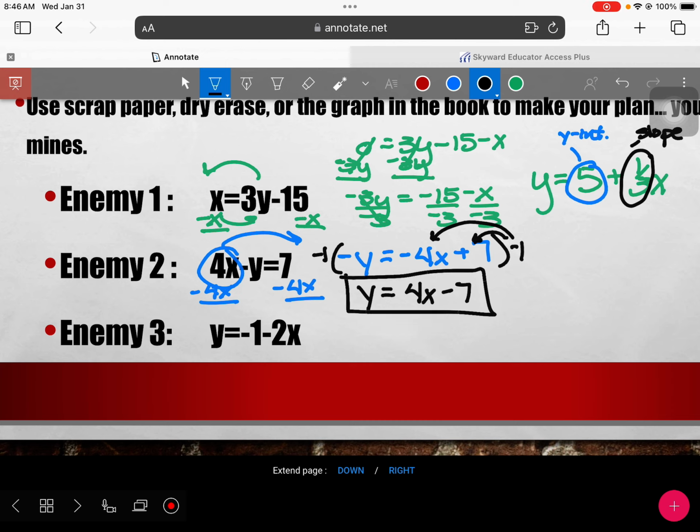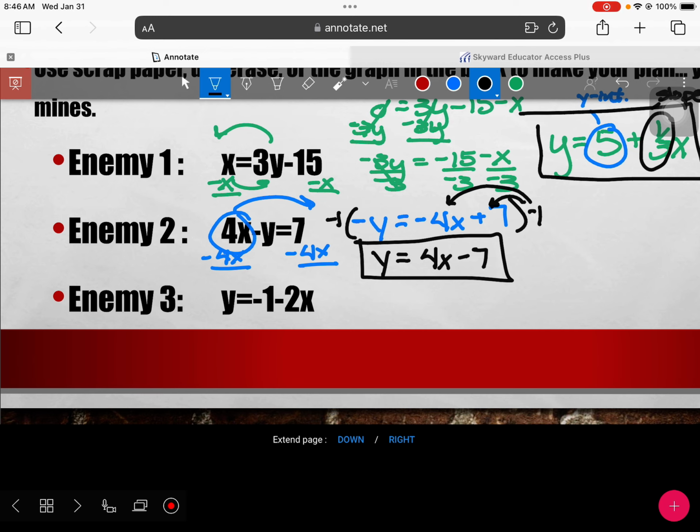So that is enemy ship number 2. Here's enemy ship number 1. The last one is already in slope-intercept form. I can just rearrange it a little. Y is equal to negative 2x minus 1. Okay? So those are the 3 equations.